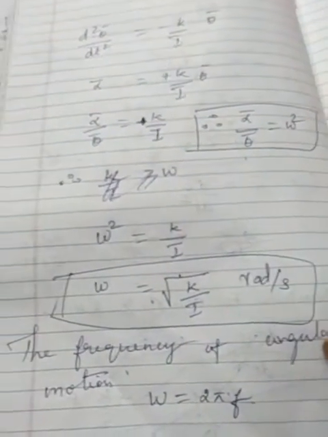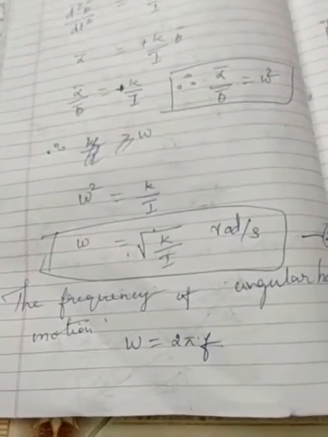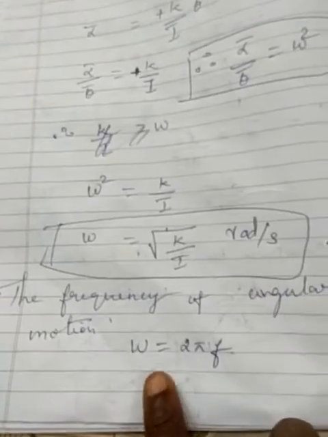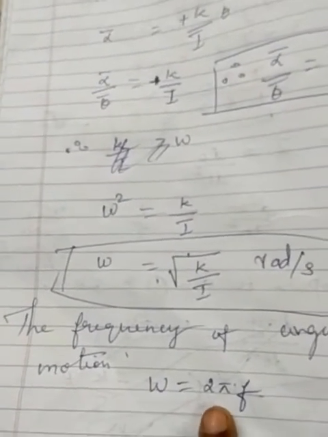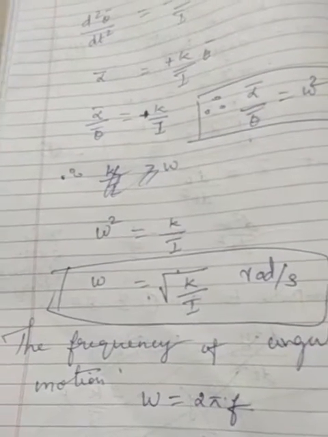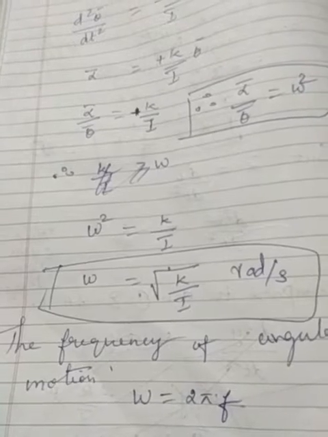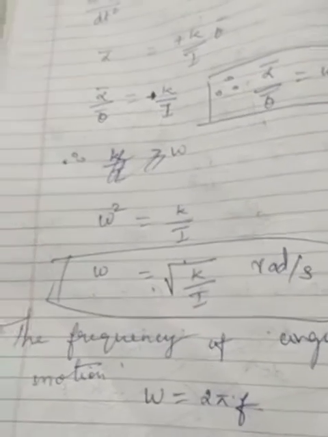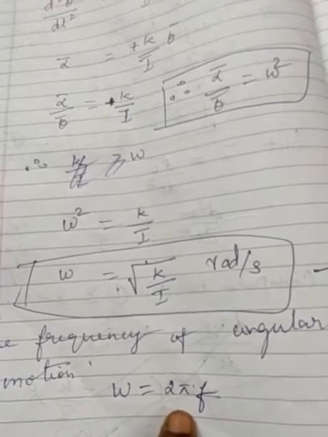This is in radians per second. Now we have to find the frequency of the angular motion, that is, the angular acceleration. Already in the previous section we found omega equal to 2 pi f. In the last section we found the velocity, acceleration and displacement, and at that time we found omega equal to 2 pi f. So you have to apply that value here.